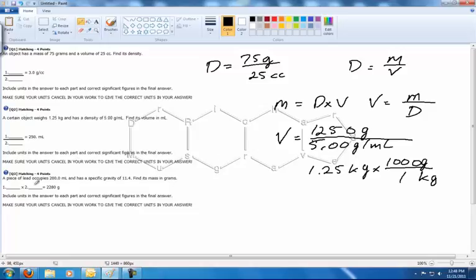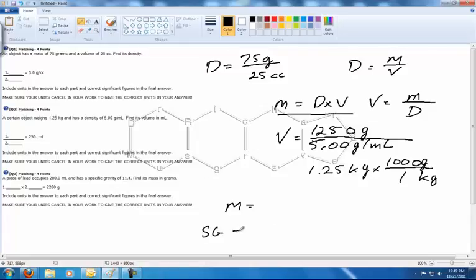So looking at the next one, a piece of lead occupies 200.0 mils, has a specific gravity of 11.4. Alright, so we know that the mass is going to equal density times volume. That's what we've got over there. So we'll do the same thing here. We've got density, and we don't have density. What we have here is specific gravity.